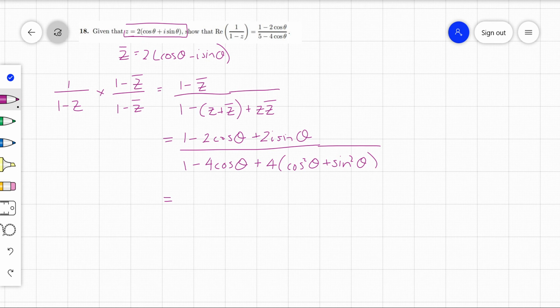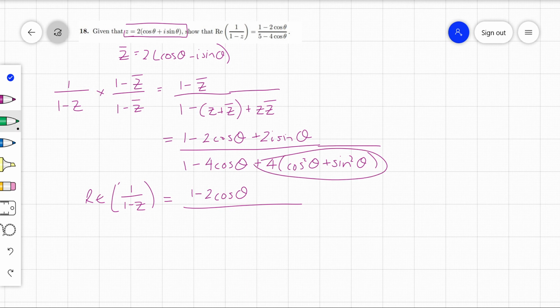why don't we just do it right now? If we just take the real part of that, the real part of the top is just 1 minus 2 cos theta. And the real part on the bottom is just 4 times 1 there. So 4 times 1 is 4, and there's a 1 at the front, so that's going to be a 5 minus 4 cos theta. So everything on the bottom is real. But that gives us what we were looking for, so that's great.